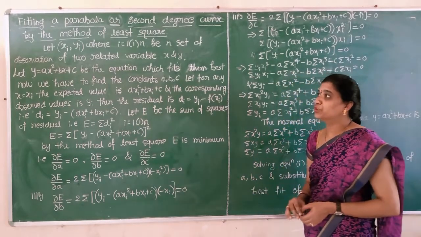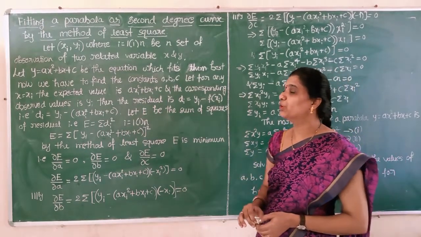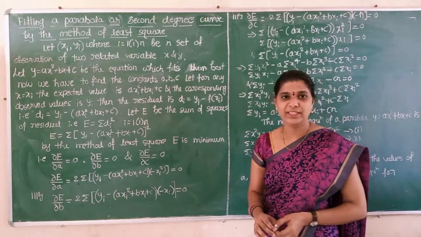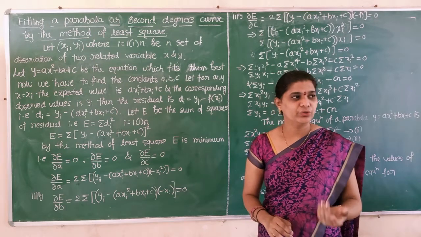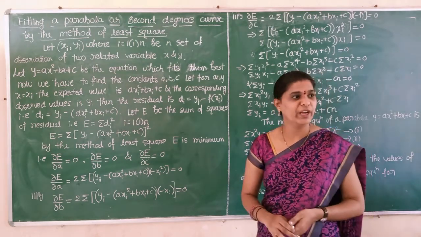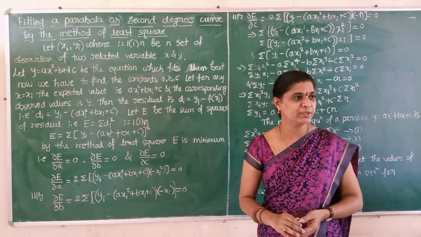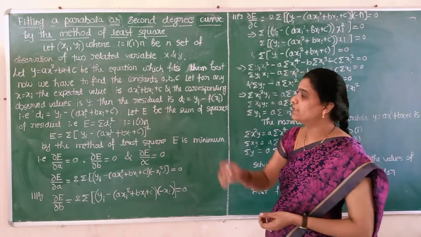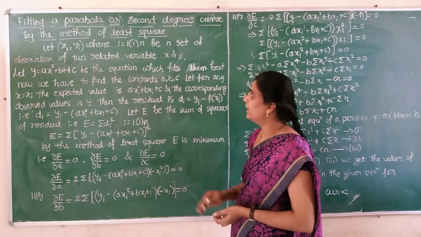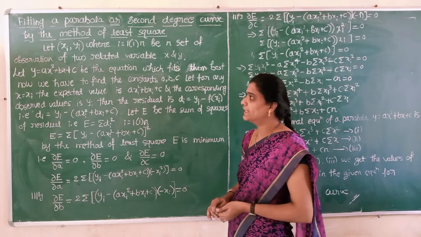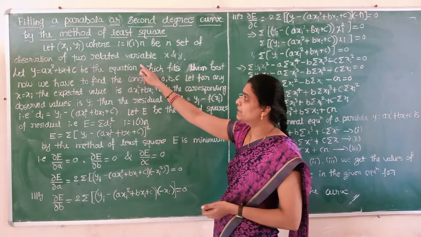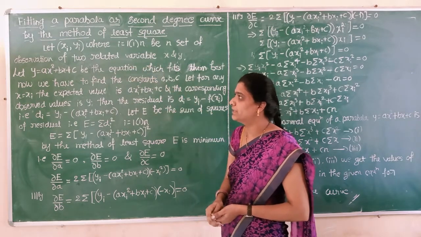Hello students, today I shall give you the derivation of fitting a parabola, or second degree curve, by the method of least squares. You know the equation of a parabola, or second degree curve, is y = ax² + bx + c. Now we consider (xi, yi) to be ordered pairs, where i runs from 1 to n, a set of observations related to the two variables x and y.